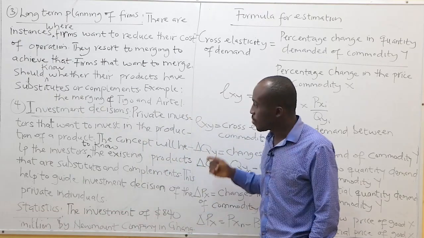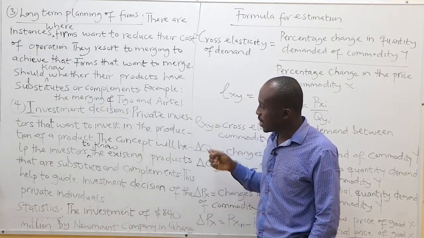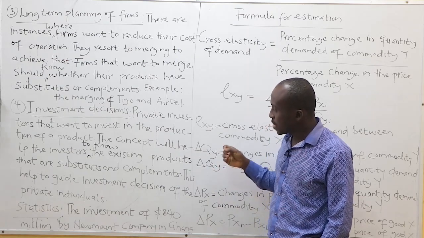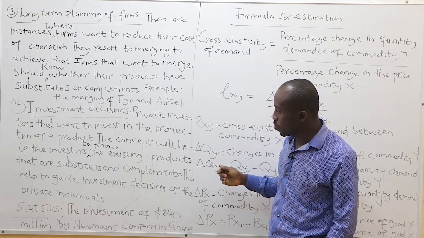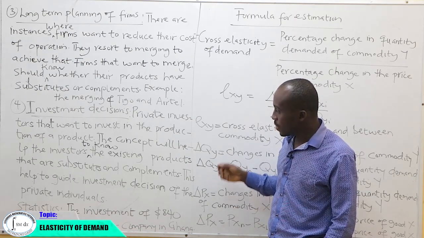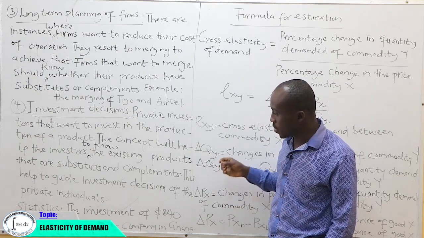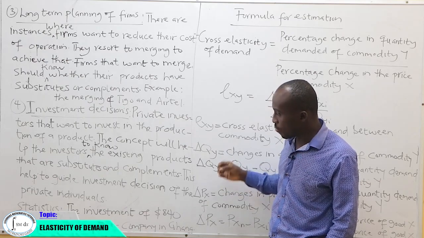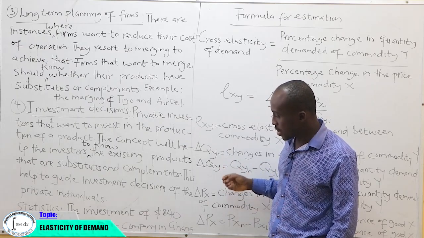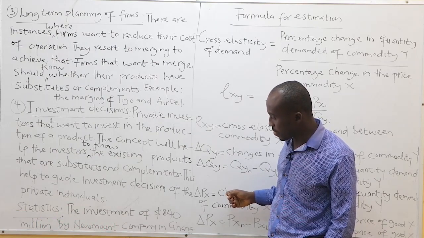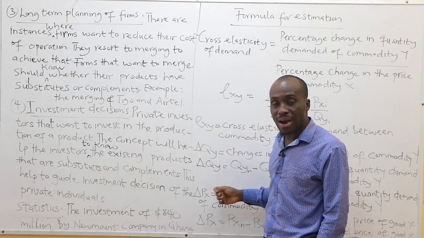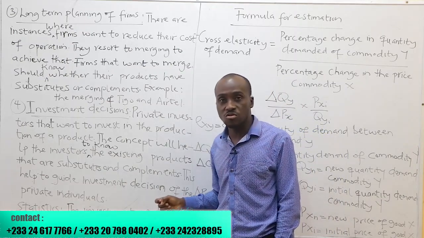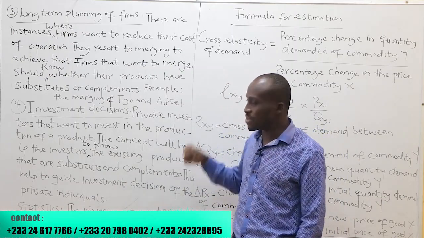Investment decisions. Private investors that want to invest in the production of a product, the concept will help the investors to know the existing products that are substitute or complement. This will guide the investors' decision on private investment. An example is the investment of $840 million by Newmont's company, a mining company in Ghana in 2022.